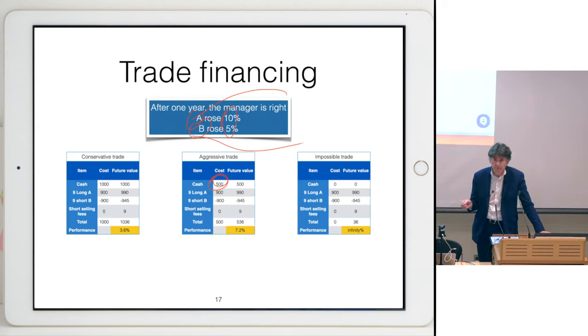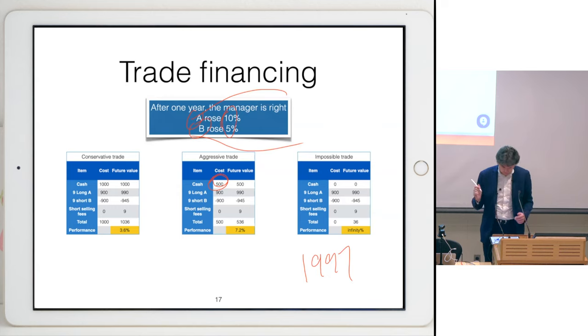You understand what I'm saying? You understand the analogy and why this is a metaphor? It's not exactly a stock, it's a bond, right? So in 1997, you go around Wall Street and you go to a bank and you say, I want to do this trade.